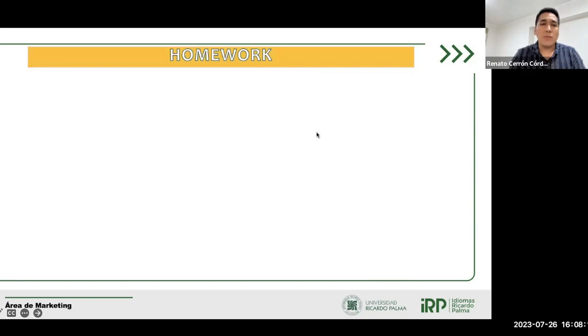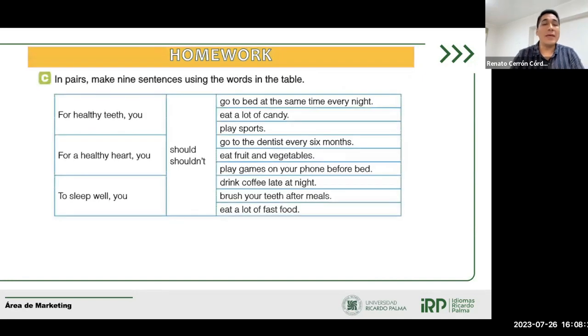Now, we, my friends, are going to take a look at this piece of homework. All right. So in pairs, I want you guys to make 9 sentences using the words in this table. For example, I'm gonna start with this topic for healthy teeth, right? And then you guys are gonna choose one of these two options. Let's say that we begin working with should.